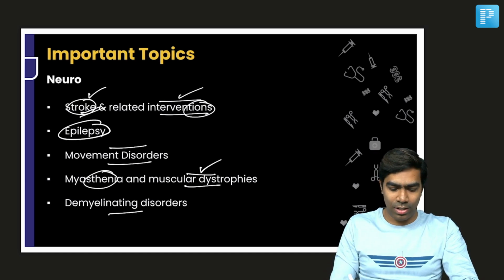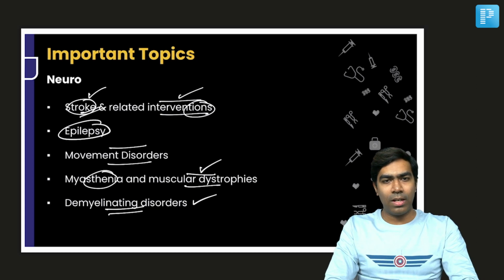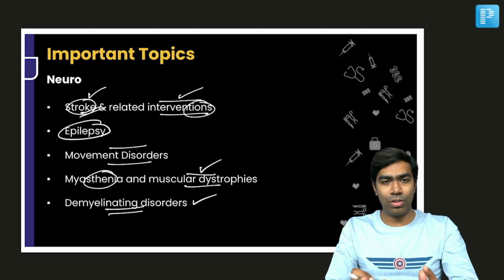And demyelinating disorders are another very, very important topic. They might ask about NMO spectrum disorders. This is one of the very important areas of interest for the examiners. So don't miss out on the demyelinating disorders, especially of the CNS as well as of the peripheral nervous system, like GBS.